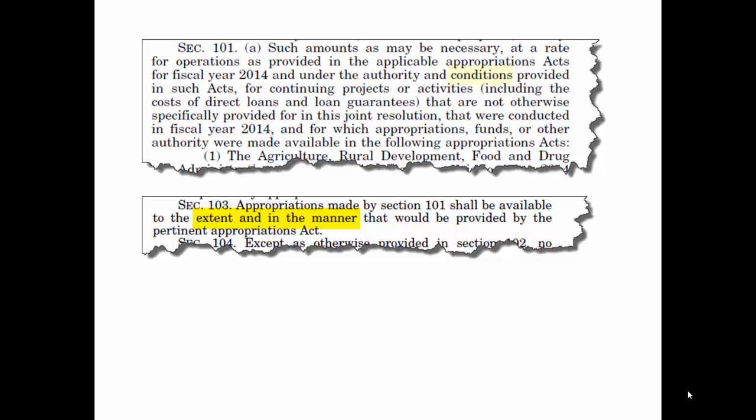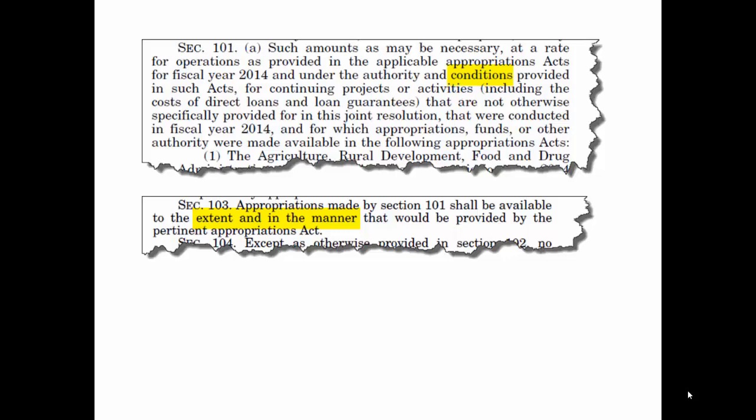We also know that conditions established in a previous year continue. The requirement that all funds are annual, unless specifically stated otherwise, would be such a condition. Most contemporary interpretations of CR language tend to look at authority, conditions, and extent and manner together when determining what one can do under a CR.